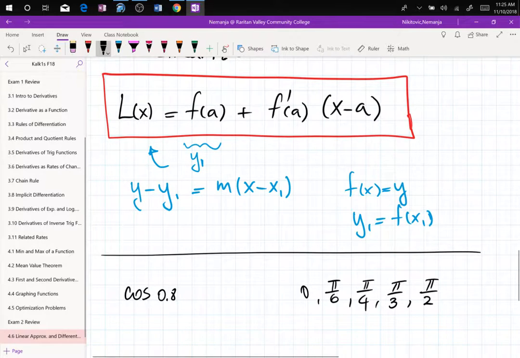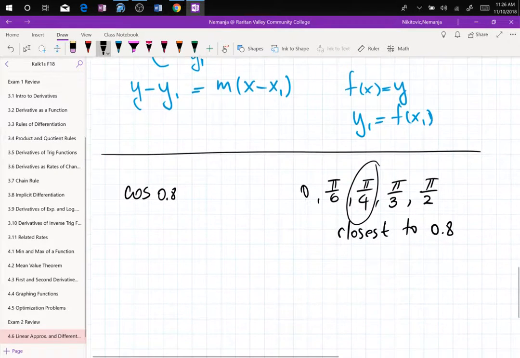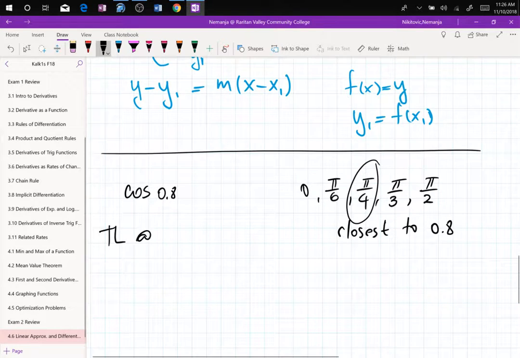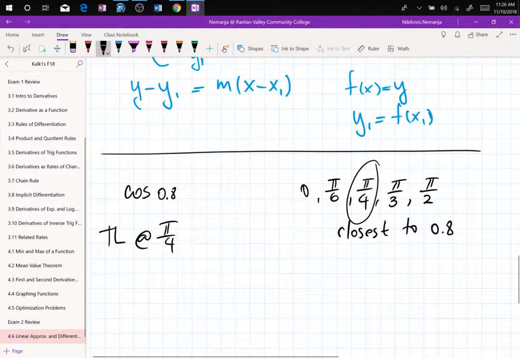But then you have all the others. So you go pi divided by 6, pi divided by 4. And it turns out that pi over 4 is the value that is closest to 0.8. So we will pick that one because it's closest to 0.8. Great. So that means that I'll need to do the tangent line at pi over 4.